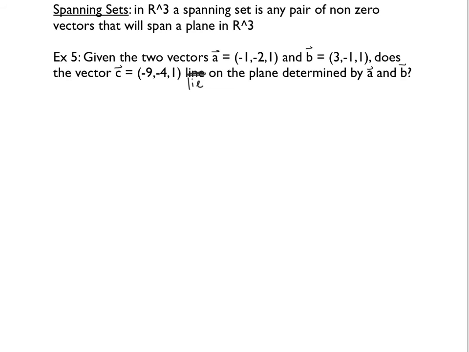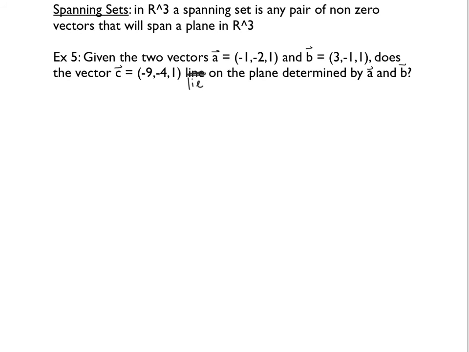So a spanning set in R3 is any pair of non-zero vectors that will span a plane in R3, so in 3 dimensions. So given the two vectors, A is negative 1, negative 2, 1, and B is 3, negative 1, 1, does the vector C, negative 9, negative 4, 1, lie on the plane determined by A and B? So A and B are forming our plane, and we want to see if C lies on it.